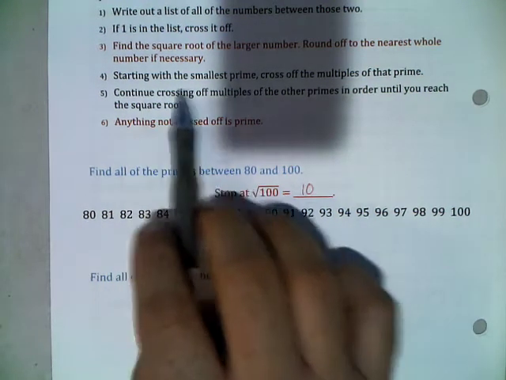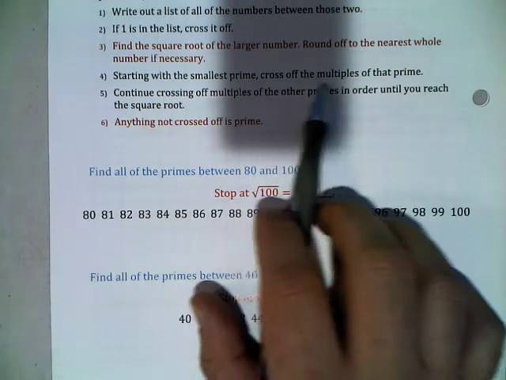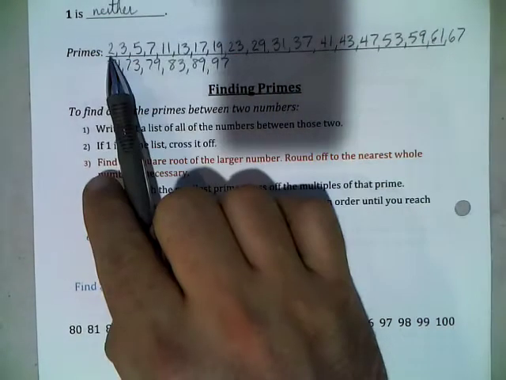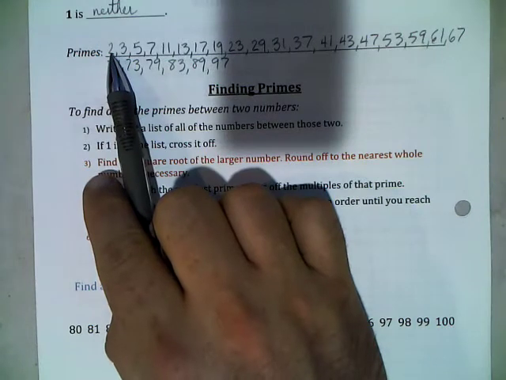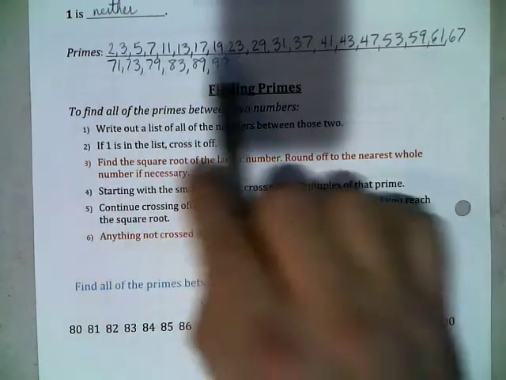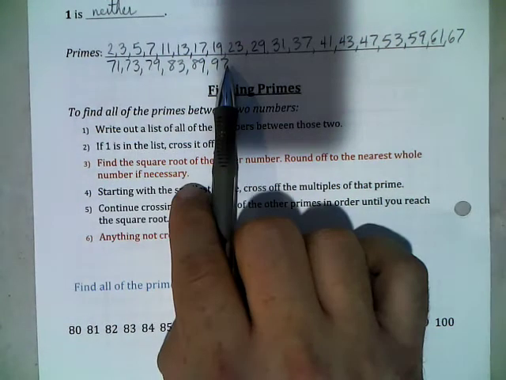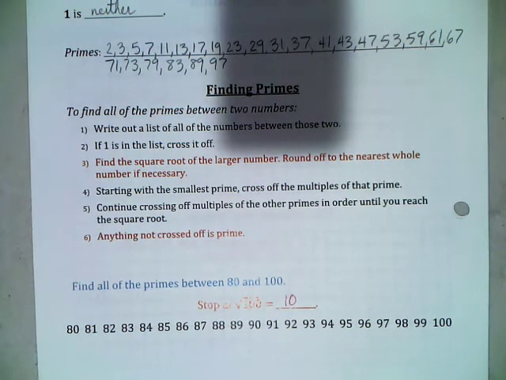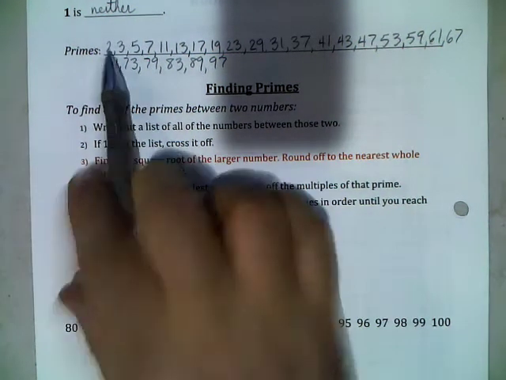So step 3, starting with the smallest prime, cross off the multiples of that prime. Our smallest prime, if we look at our list here, is 2. And maybe you actually noticed, but 2 is special in the prime numbers because if you look at every other prime number, they're all odd. 2 is the only even prime number because all other even numbers are going to have 1 and themselves as a factor, but then they'll also have 2. So all other even numbers are composite. 2 is the only even prime.